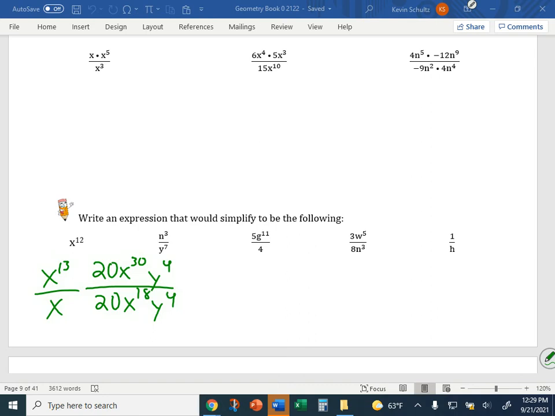Yeah. Okay. So 4n to the 5th times negative 12n to the 9th over negative 9n squared times 4n to the 4th. We're kind of combining CO10 and CO11 here. So what we're going to have to do is kind of simplify our numerator first by multiplying those coefficients, right? 4 times negative 12, negative 48. Add those powers, n to the 14th. And then we're going to simplify our denominator. Negative 9 times 4 is a negative 36. And then 2 plus 4, add those powers, we get n to the 6th.